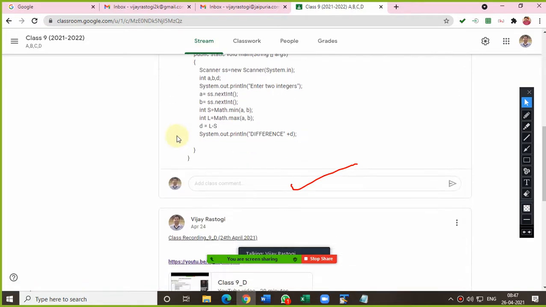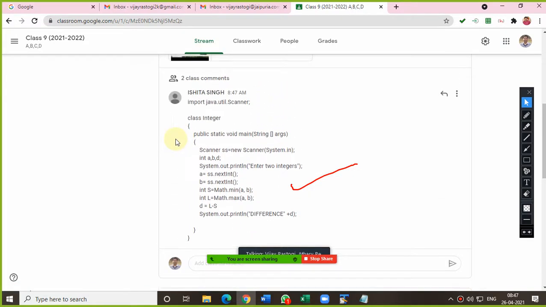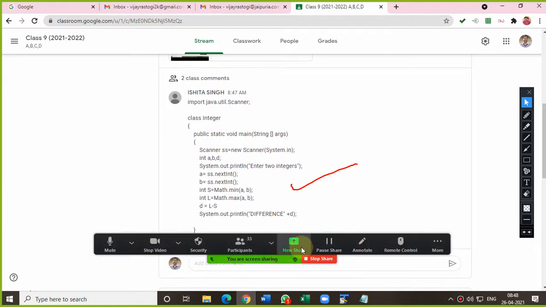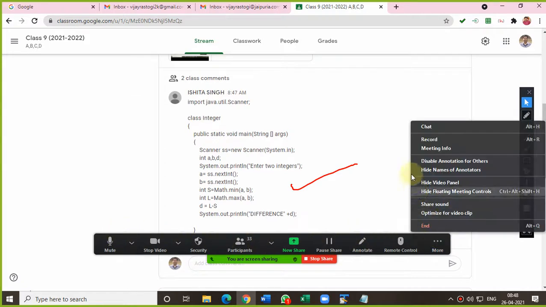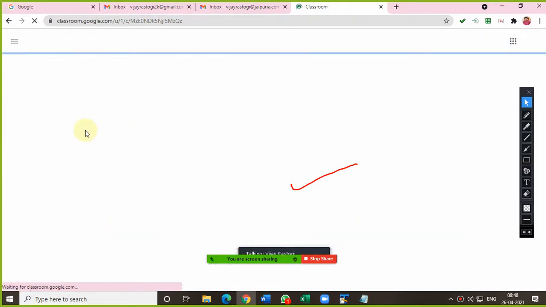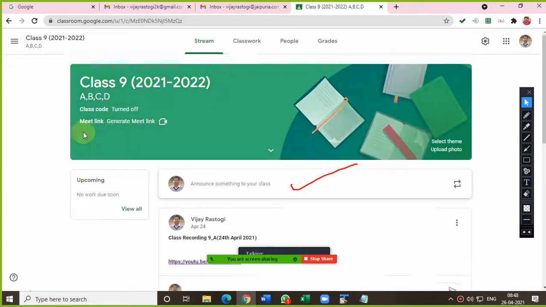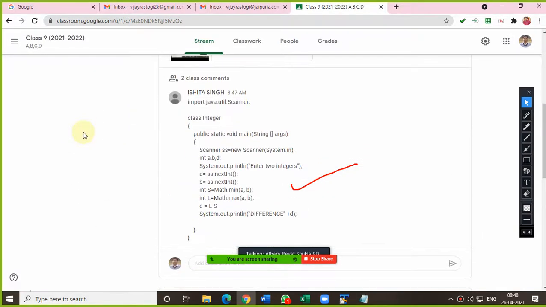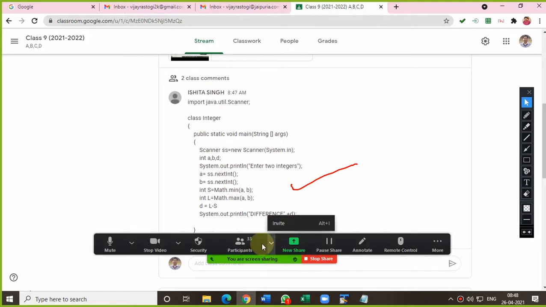Ishita Singh, I received. Sir, why is it not correct? Beta, it is correct, but just the class name is not correct. Integer is a keyword, so don't use the word integer as a class name. Rest is fine. Okay, sir. Who else? Sir, I have done it in notebook, I cannot post. Beta, just take the picture and post as a comment in your GCR only.